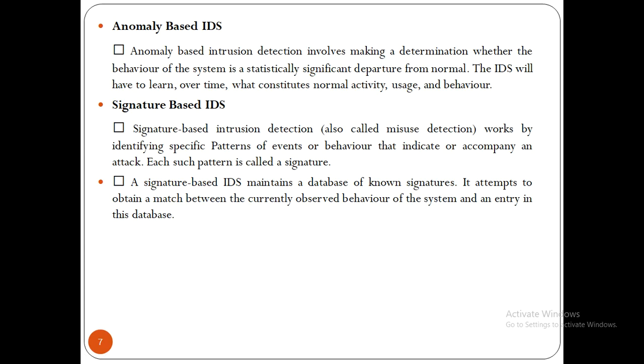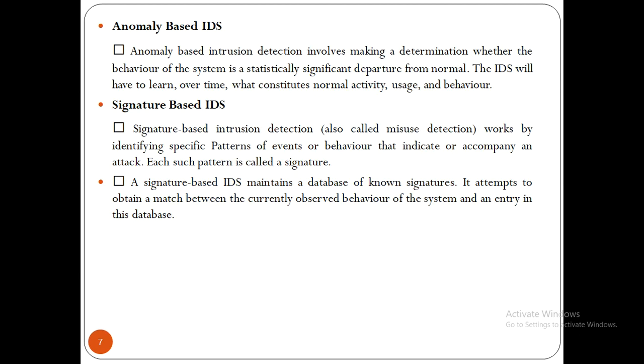The first one, anomaly based intrusion detection, involves making a determination whether the behavior of the system is a statistically significant departure from normal. The IDS will have to learn over time what constitutes normal activity, usage and behavior. Moreover, the definition of what is normal may vary as a function of time of day or day of the week. What is normal may also vary from one host to another host.